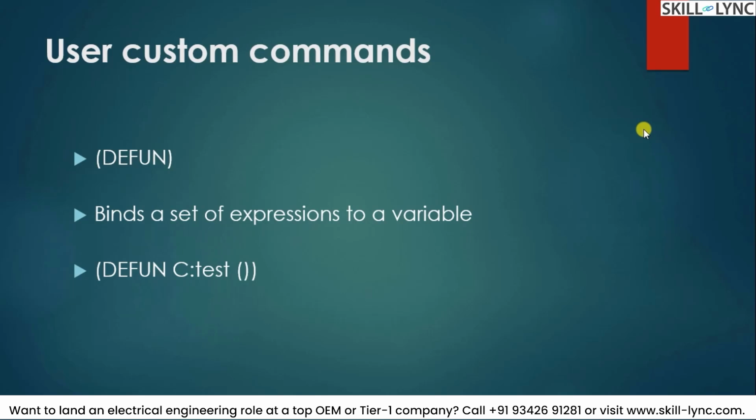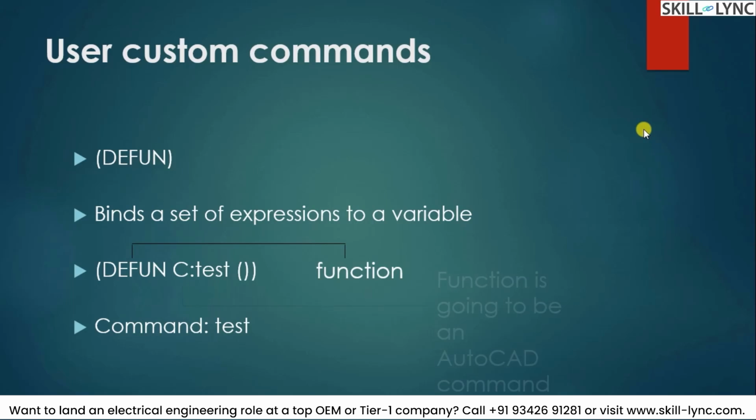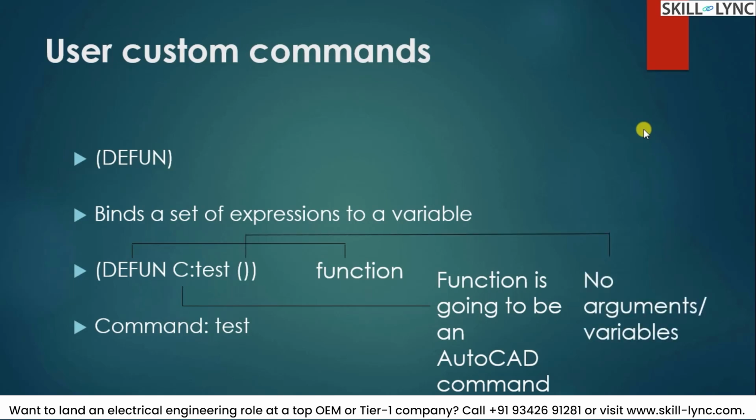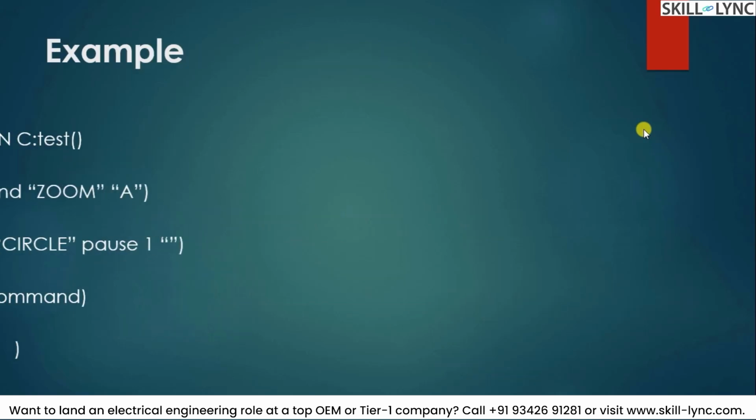So let us look into what the different parts are. The command here is test as indicated, but defun is the function that we are expressing, and C: is an AutoCAD command, saying that whatever follows is the command that needs to be bound as a function. So test is the custom command name, followed by the arguments. Currently within the parameters, we have not given any arguments or variables. But based on the structure of this custom command, we can pass any number of arguments or variables that you want to. So for example, let us see this command.